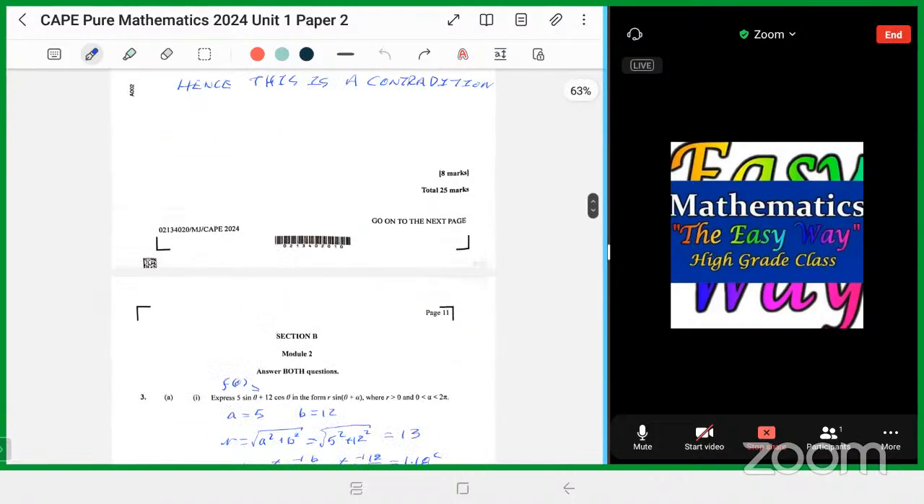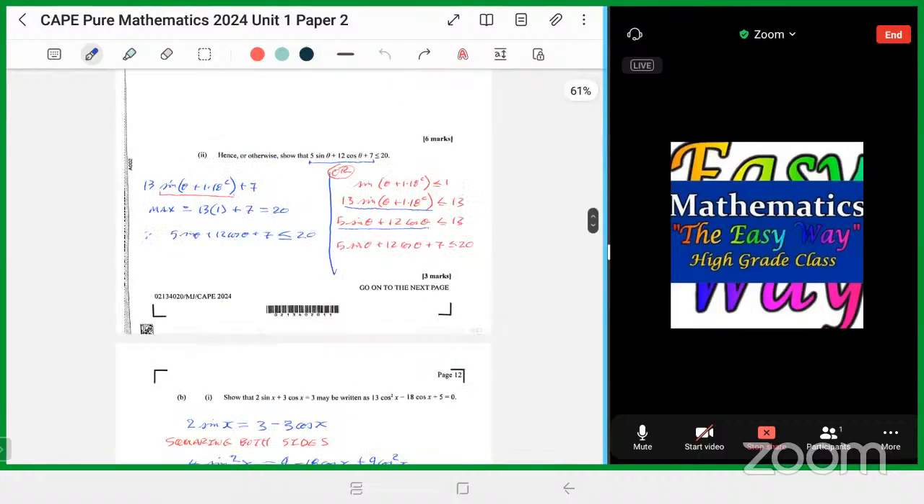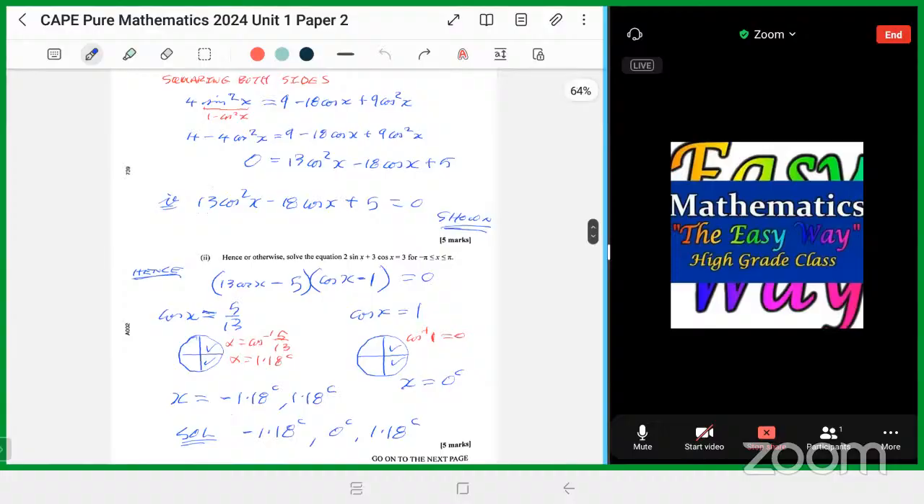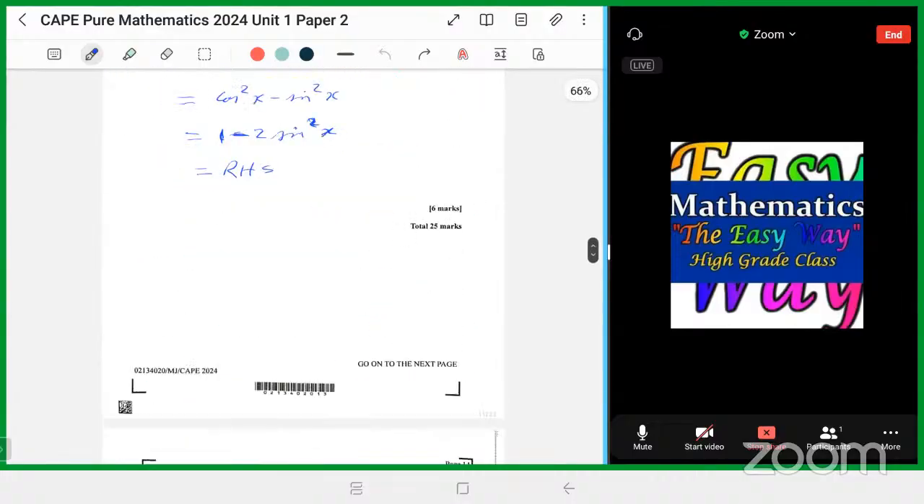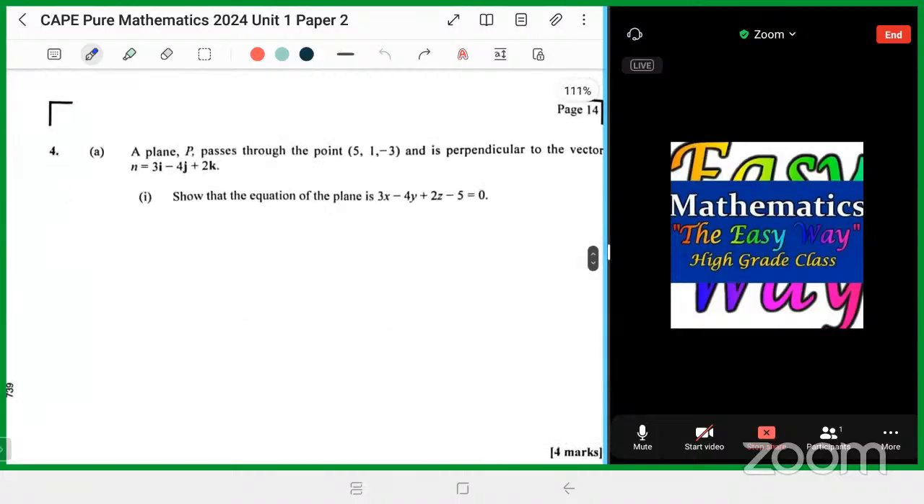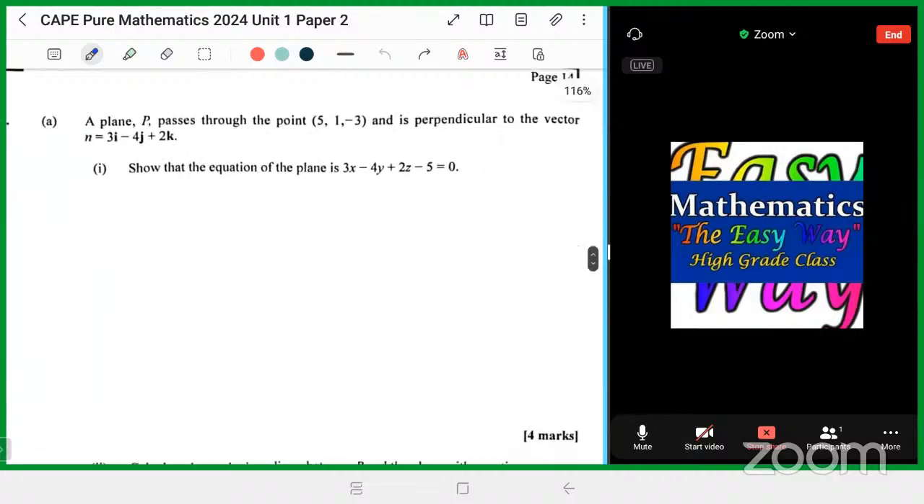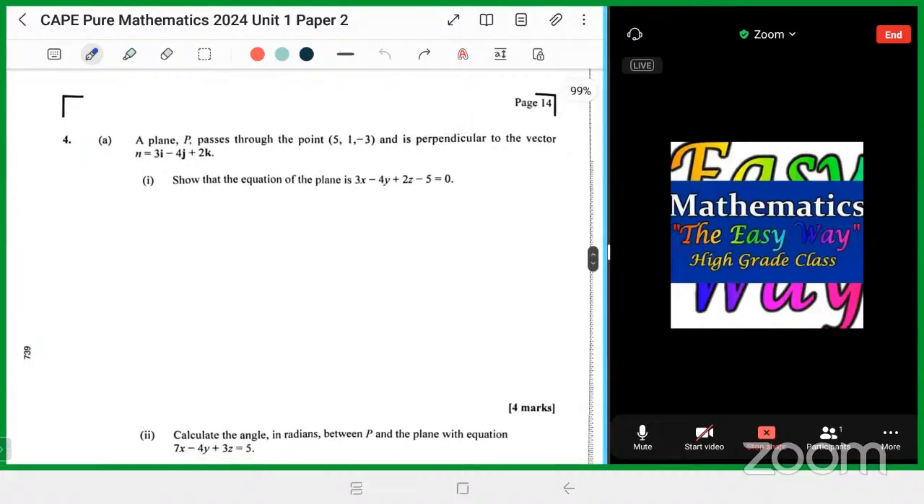I did 1, 2, 3, 4. And I jumped to number 6. I took a break to do my advanced class. And now I'm coming back to start back with number 4. I'm going to do number 4 and number 5 before I depart. All right. Let's go. That's a vectors question, number 4.